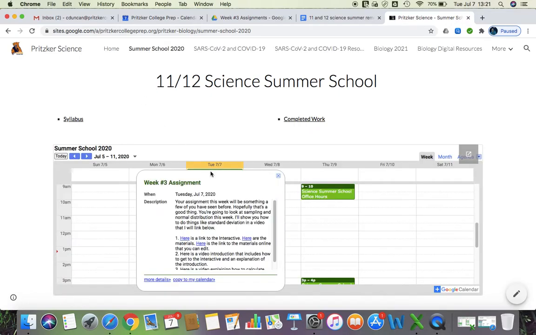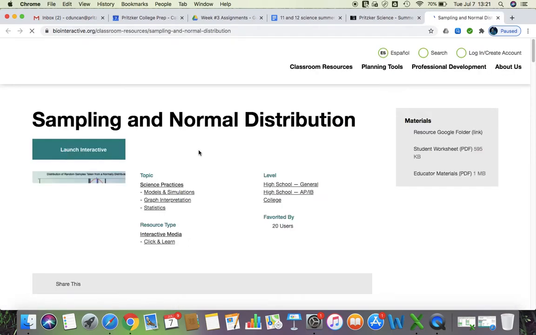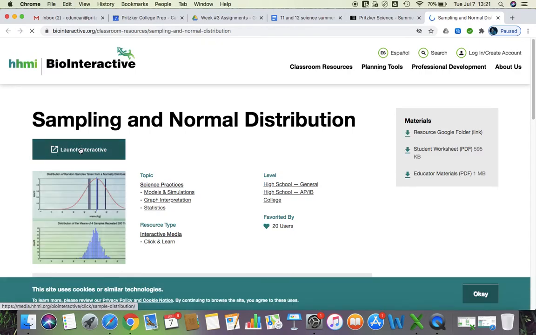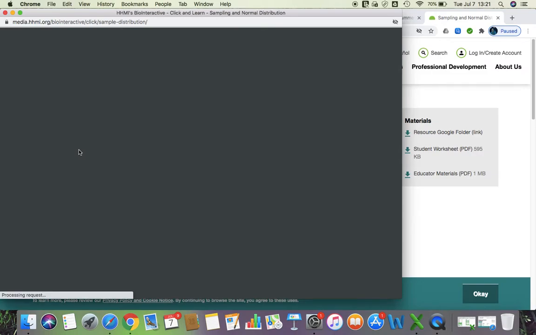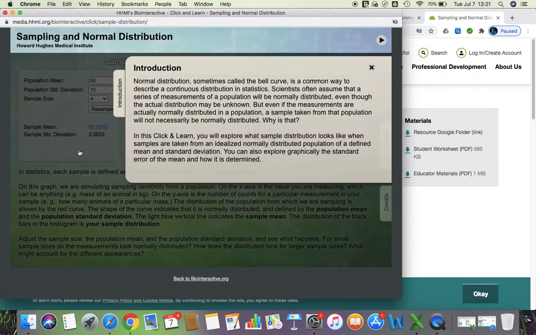And we've got our week 3 assignment. So number 1 has a bunch of different links in it. The interactive is the first one, so I'm just going to click on that. This will take you to the web page, and then over here you can see you've got the launch interactive. So I'm just going to go ahead and do that. And it's going to pop up with this, and I'll try to explain some of this.